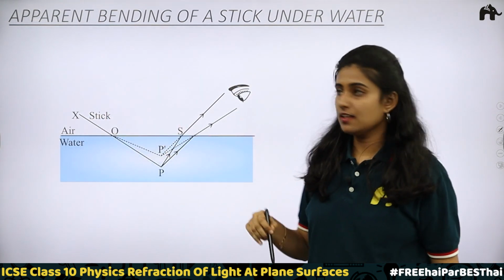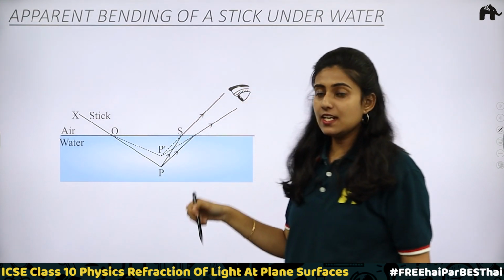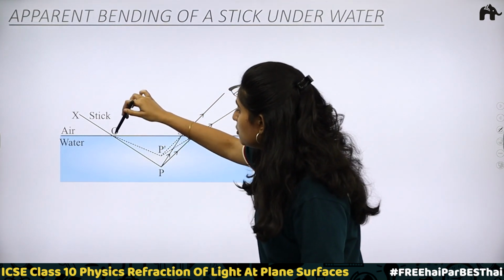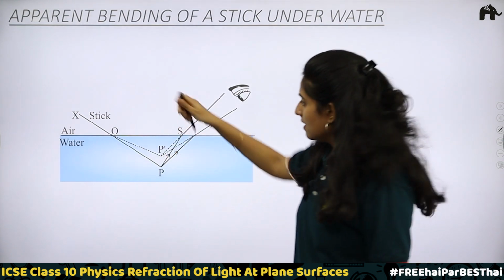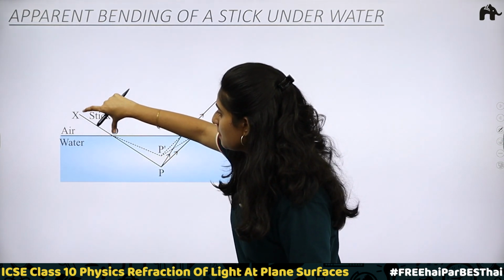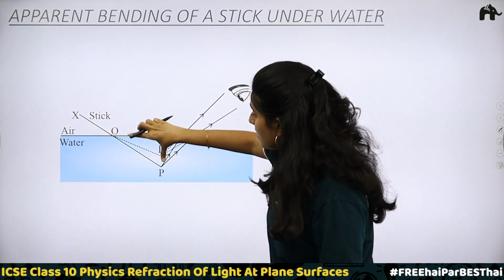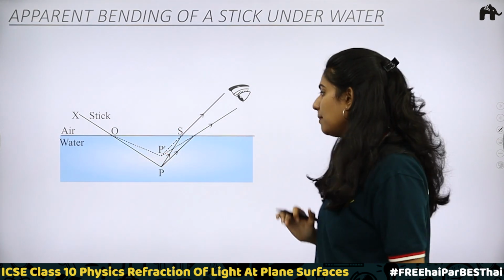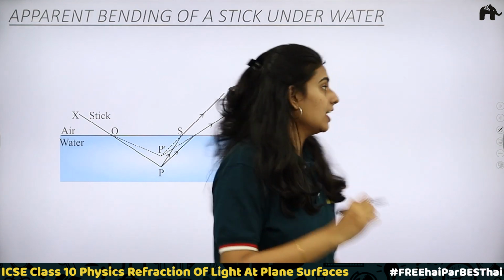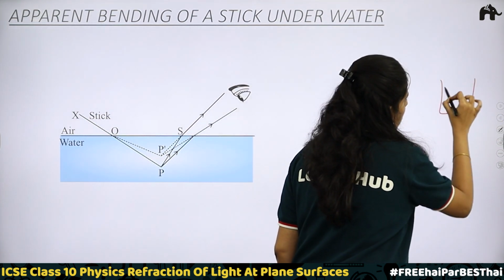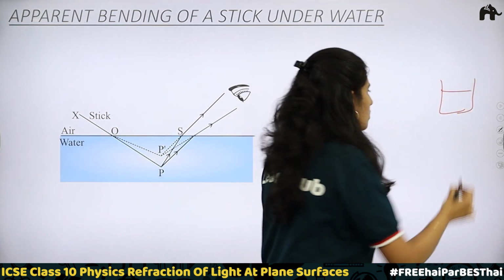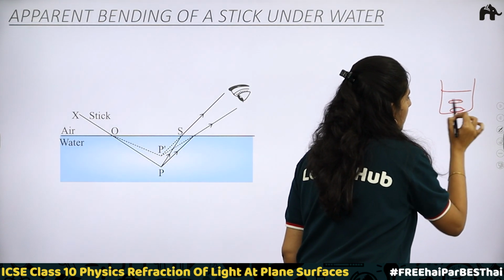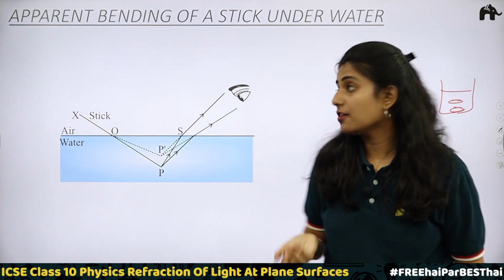XOP is the stick, or you can take XOP as a pencil, in which half a portion is immersed in water. Some part of this, that is XO, is in air and OP is the part of the stick which is in water. Now what happens? As we have taken the case of a coin, the coin will appear to be raised because of this refraction.